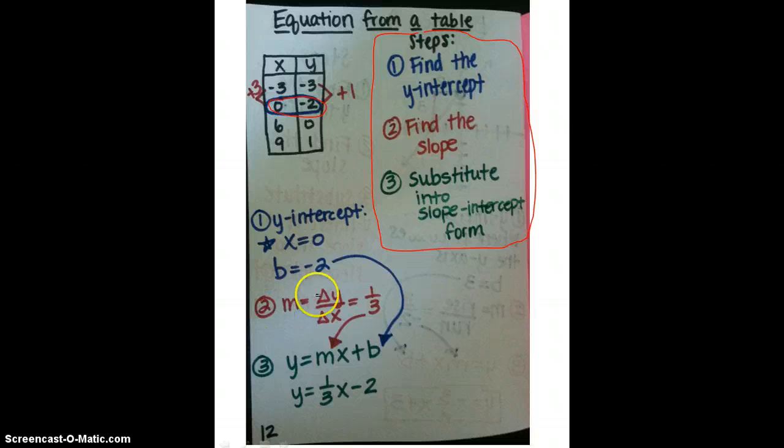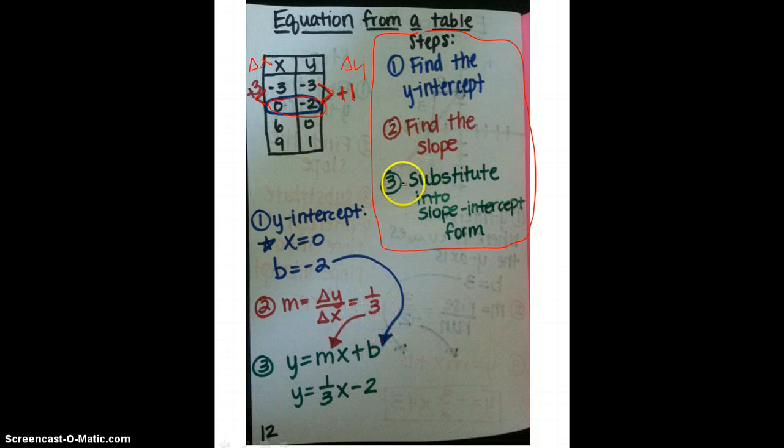Step 2 says define your slope. Remember, slope is change in y divided by the change in x. Well, you see, how did I go from -3 to -2? I added 1. How did I go from -3 to 0? I added 3. So my slope is 1 divided by 3, because my change in y is +1, and my change in x is 3.